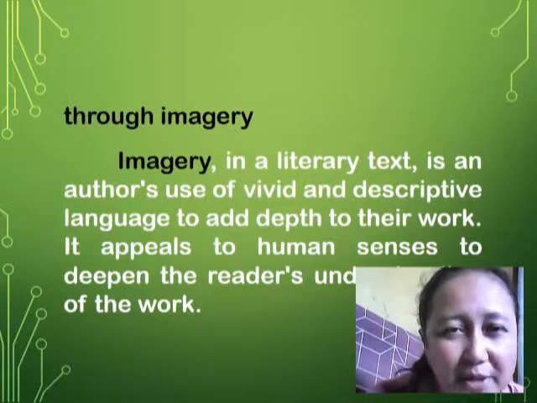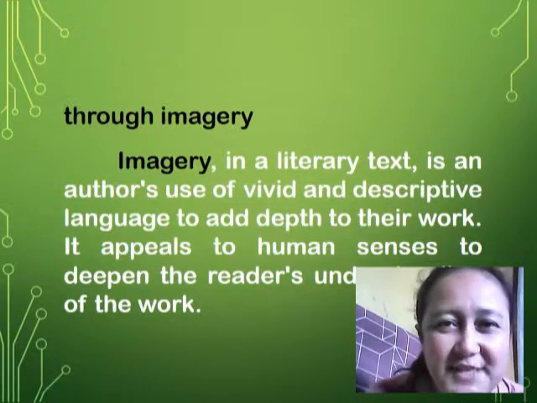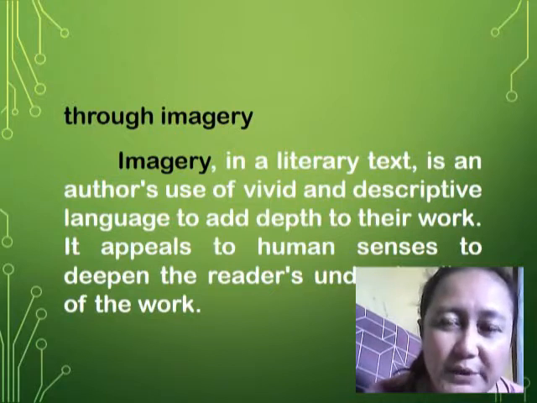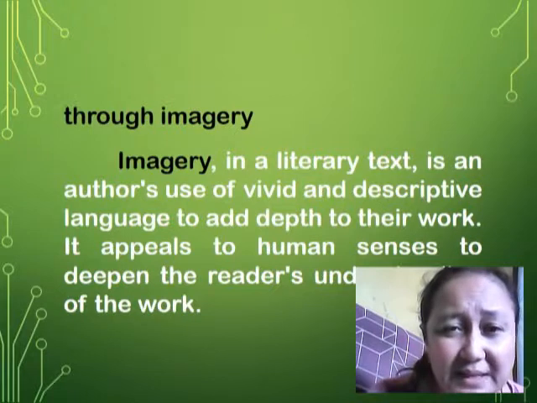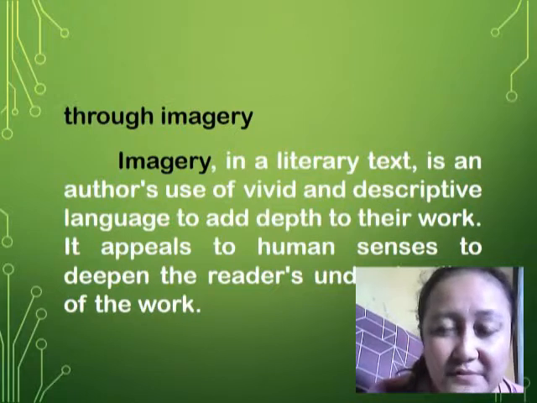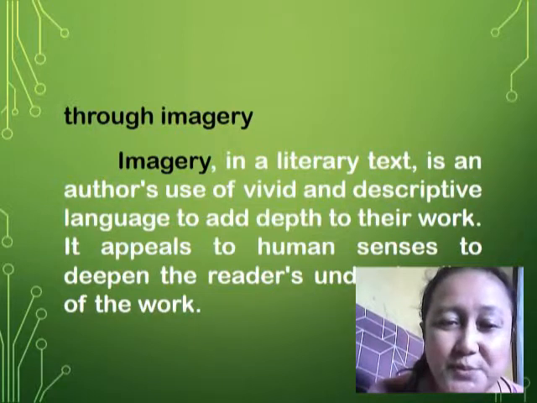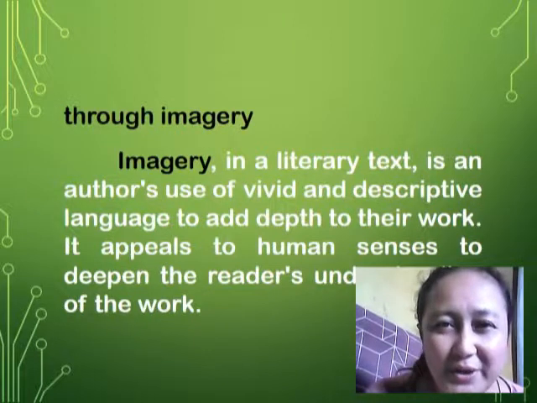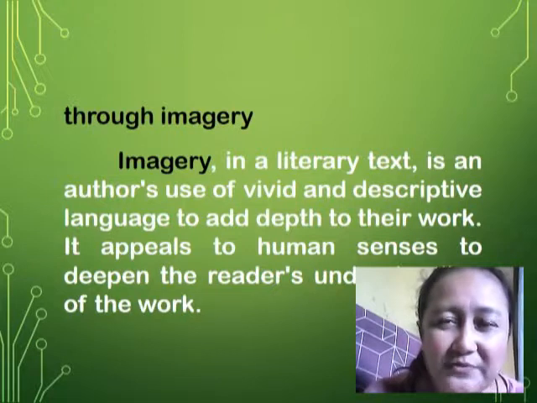But before we proceed with our topic about diction, let us first have a short review of our last lesson on imagery. Imagery in a literary text is an author's use of vivid and descriptive language to add depth to their work. It appeals to human senses to deepen the reader's understanding of the work. Imagery are mental pictures that are produced by our memory, our imagination, and conjured up by a particular stimulus. So we use our five senses.